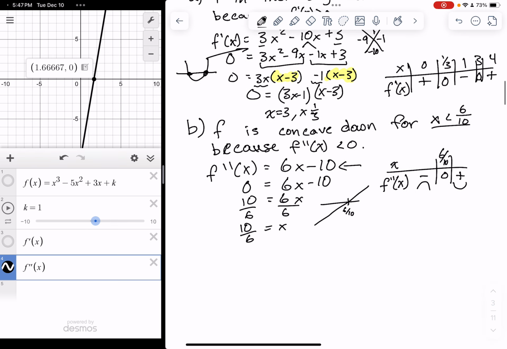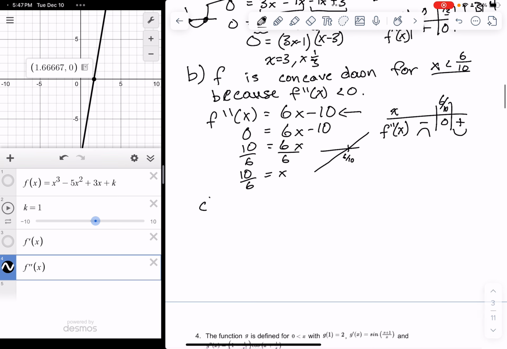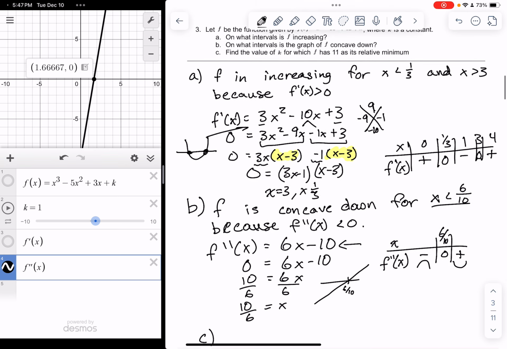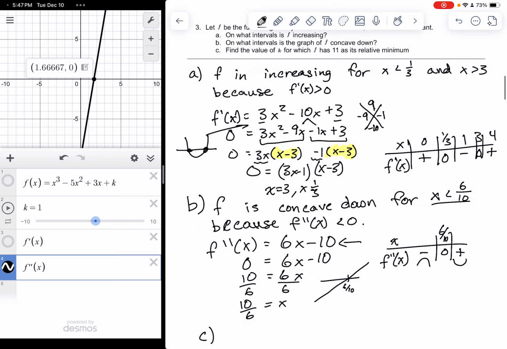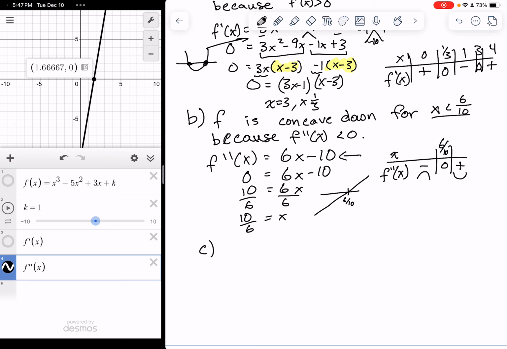Okay, now the last part, and probably the most intense, is this part C. It's saying that the minimum is going to be 11. So there's a few things right there. We have to figure out what x equals for f to have a min, and then we have to solve for k. We're going to do this by hand and with the calculator.